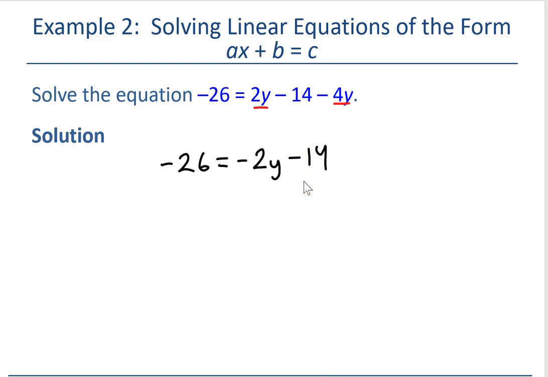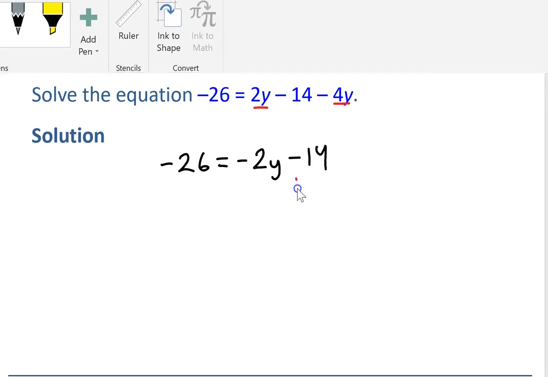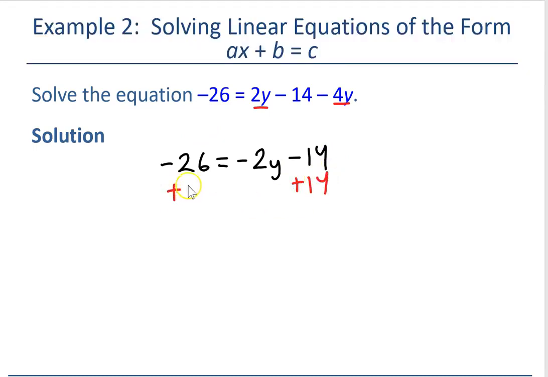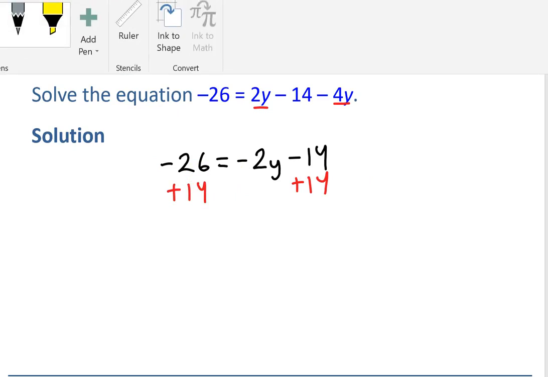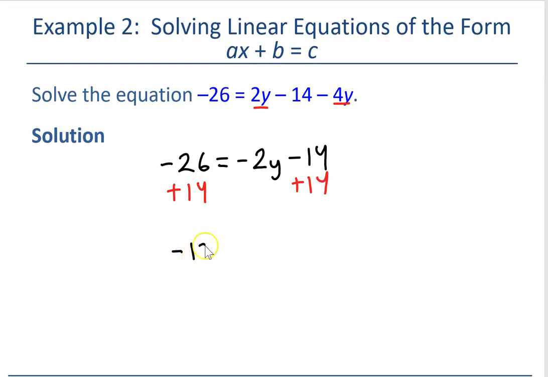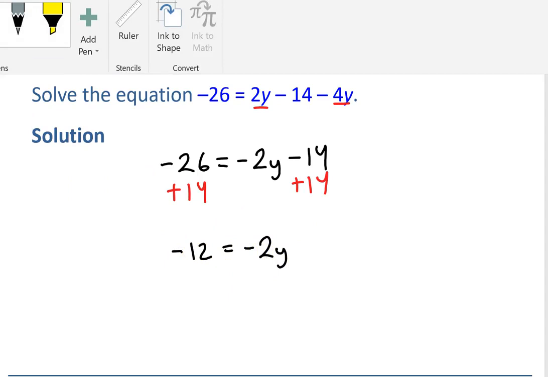Okay, now we've got negative 26 equals negative 2y minus 14. Then we're going to take that negative 14 and get it to the other side. So we're going to add 14 to both sides. We're going back the opposite direction now. You've got negative 26 plus 14, and that's going to give me negative 12. So negative 12 equals negative 2y.